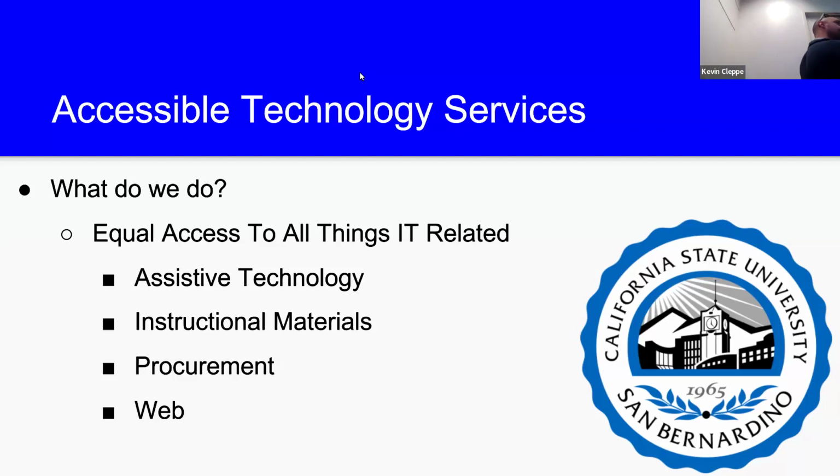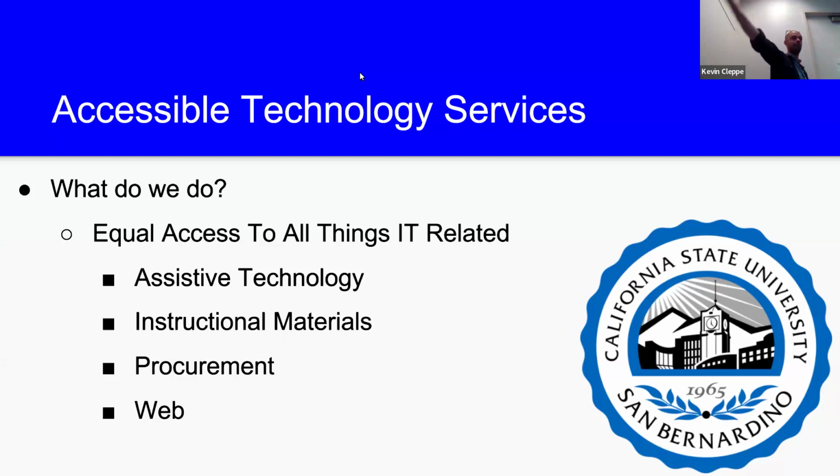Procurement: anything that's bought that is IT related for the campus, it's our job to try and ensure that thing is accessible. Review the VPATs, review the documentation. Is there an accessibility barrier for this thing? Is there going to be an issue for someone who's blind or low vision or hard of hearing using this product? And if so, how do we accommodate that person, so they can use it equally?